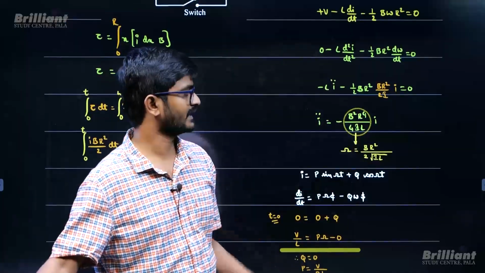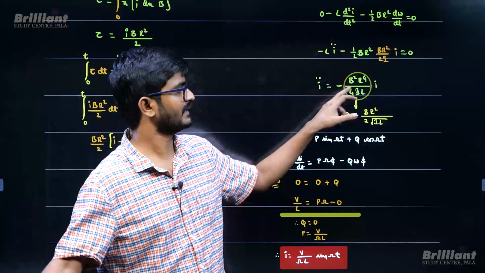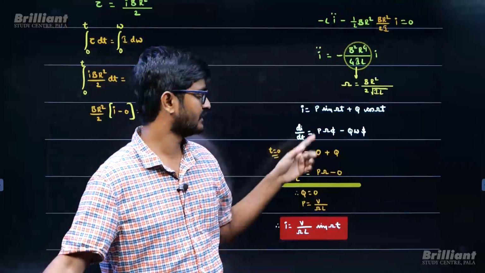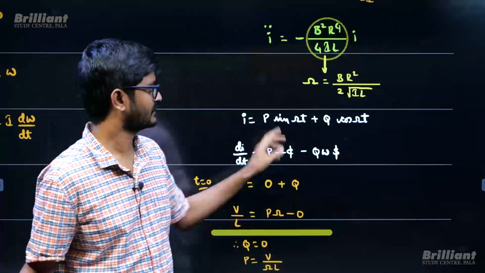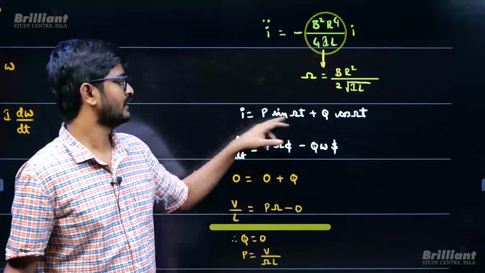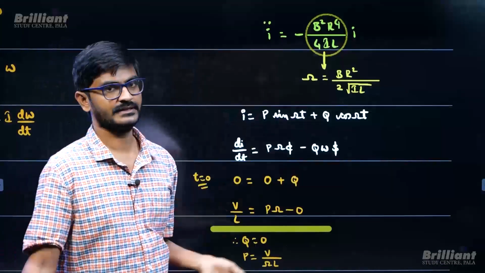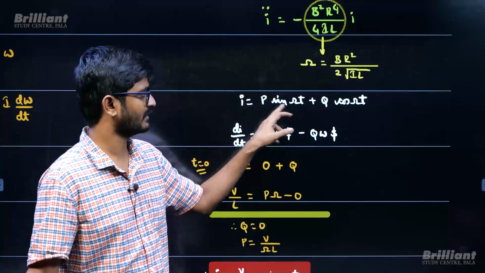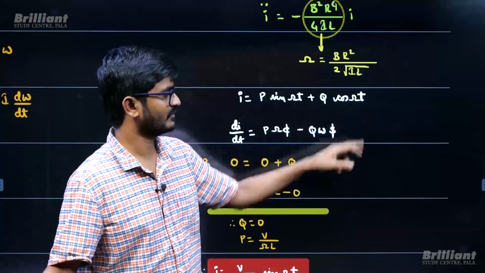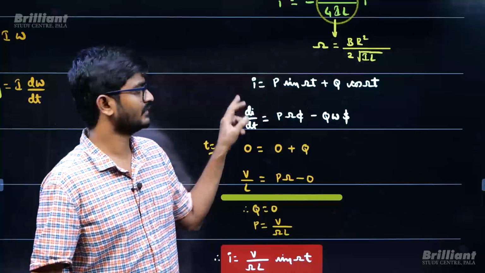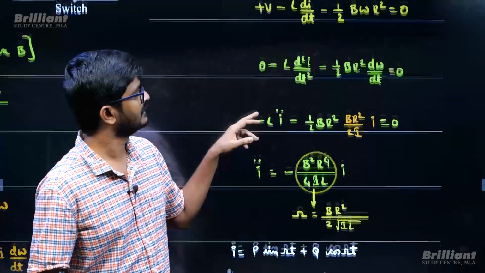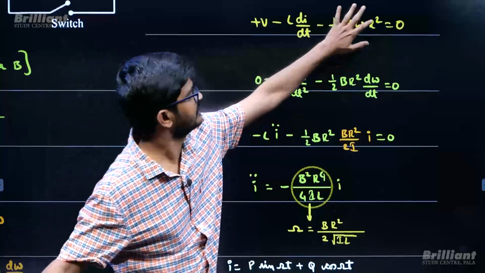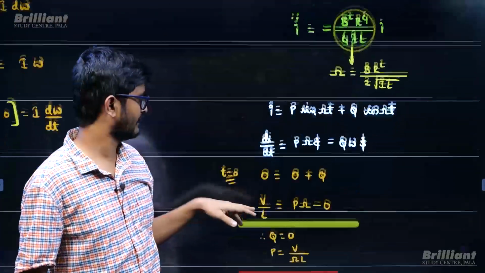Now this is going to look like SHM, something double dash equals minus omega square into something. So if it is SHM, then the general solution is going to be p sin omega t plus q cos omega t. Now there are two variables, so we need to know two initial conditions. I am just differentiating it. Differentiation of this one is going to become p omega cos omega t minus q omega sin omega t. At t equals 0, current is 0. At t equals 0, di by dt, omega is 0, right? So di by dt is V by L.